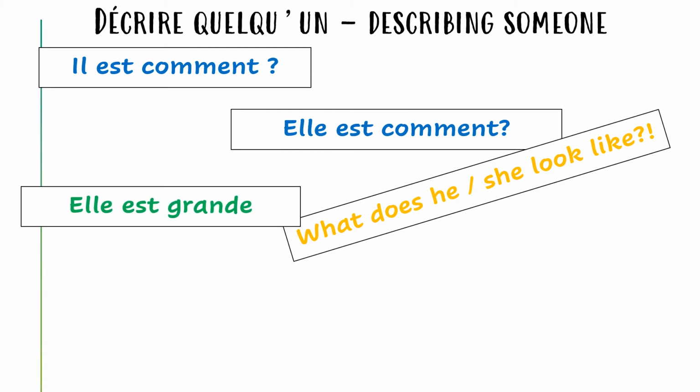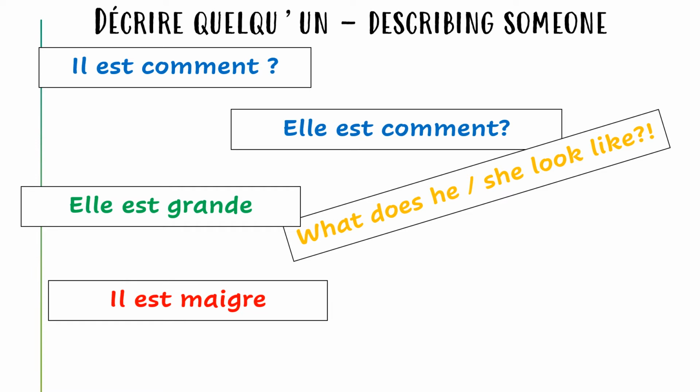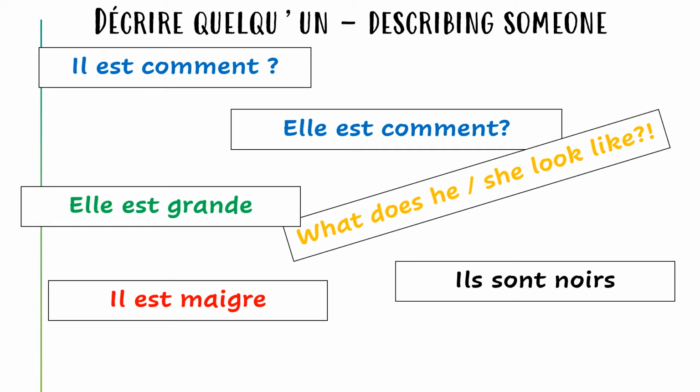If I say elle est grande, what does that mean? Elle est grande. I mean, she's tall. If I say il est maigre, when I say it, just repeat, il est maigre, répétez s'il vous plaît, il est maigre. That means he is slim, he's skinny, he's thin, il est maigre, alright? And finally, if I say ils sont noirs, that would mean they are black, okay?